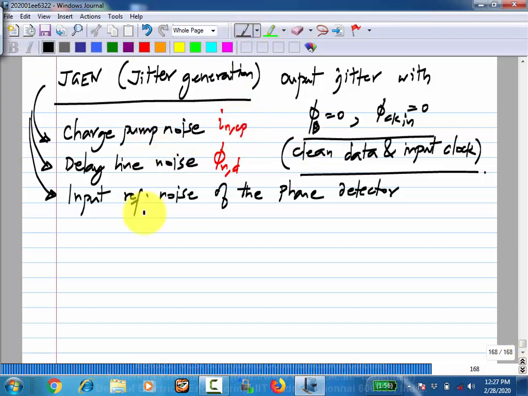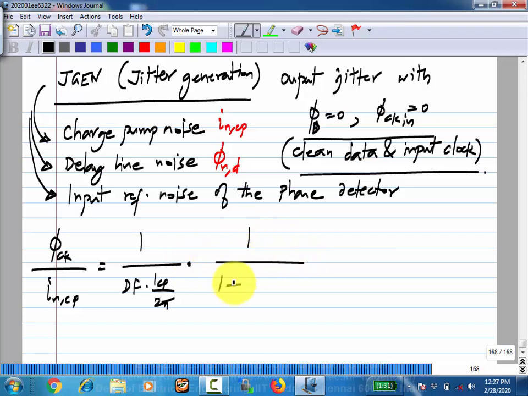So then first of all, what you have to do is to find the transfer functions, phi ck by INCP. This we've already done. This is the gain preceding the addition of that current, and then you have a low pass transfer function. Okay? Is this fine?